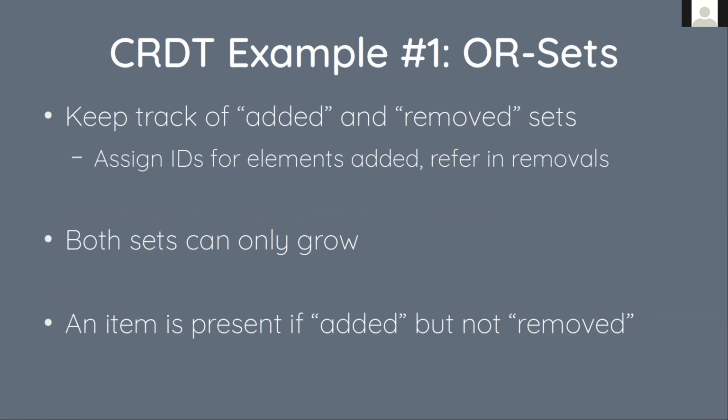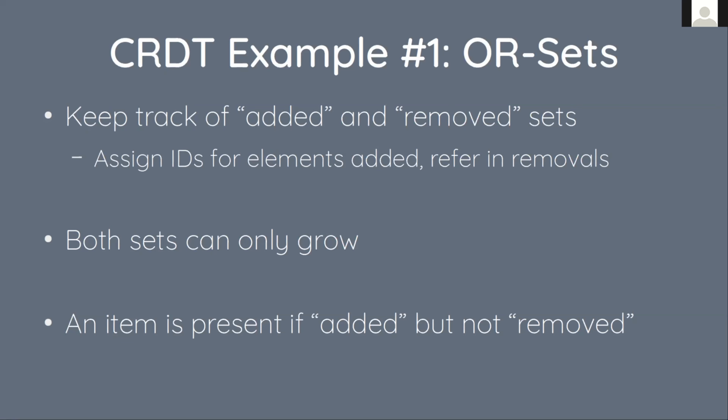It's represented as two sets, one set of all the things that have been added and another of all of the things that have been removed. Each thing that has been added has an ID, so that a thing can be added twice with multiple IDs. Both of those sets are only allowed to grow, and an item is considered present if it's been added but not removed. So this is a fairly standard CRDT. It's been reasonably widely used, but it has an interesting anomaly that I'd like to discuss today.